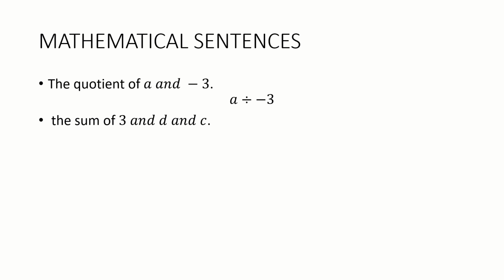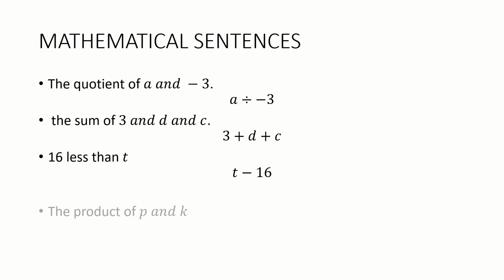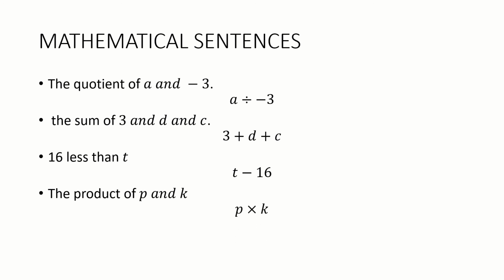What is the sum of 3 and d and c? It will be 3 plus d plus c. 16 less than t. What is the answer? It is simply t minus 16. The product of p and k. The product is the answer you get when you multiply. So you will have pk, which is p multiplied by k.